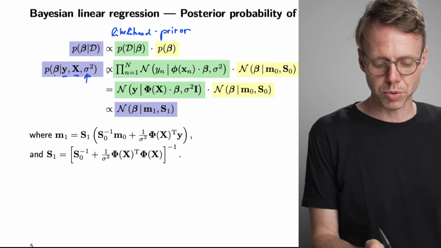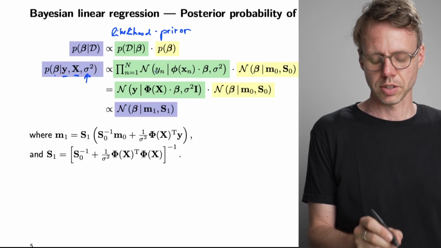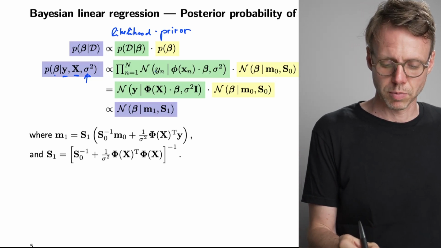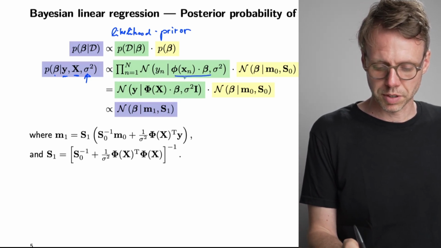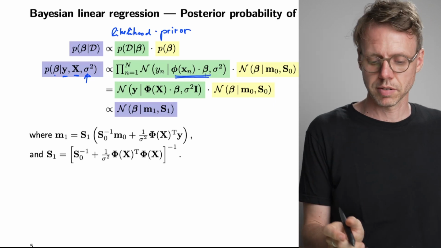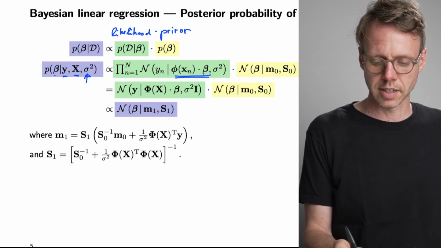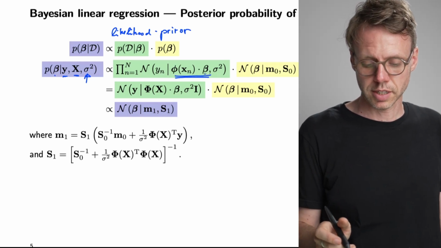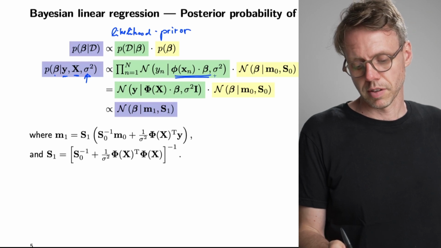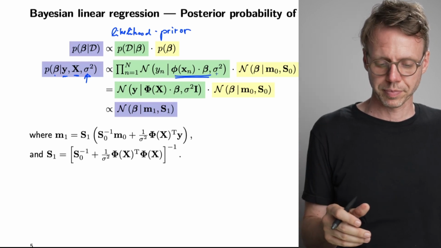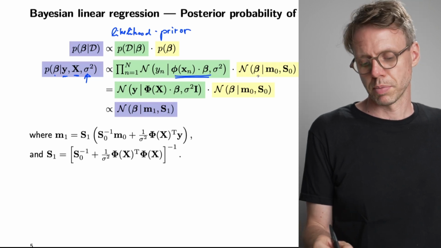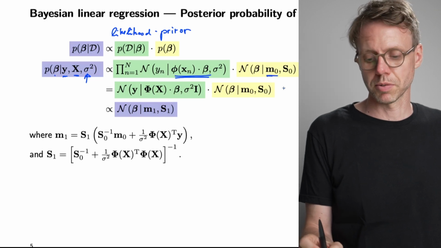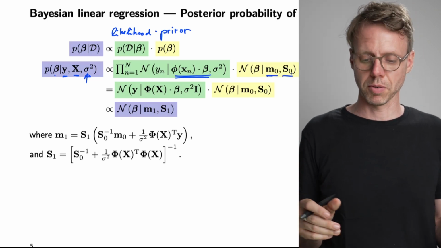That is proportional to the likelihood. So the likelihood is independent for each data point with mean equal to the prediction from our linear regression. So that's phi of xn times the unknown beta coefficients with a variance of sigma squared, times the prior distribution, which we said is a Gaussian distribution with mean m0 and variance S0.